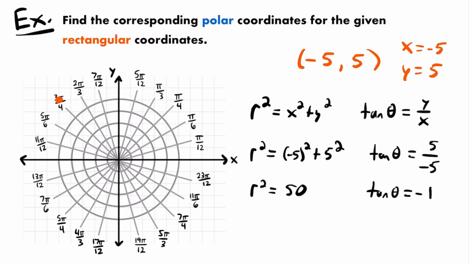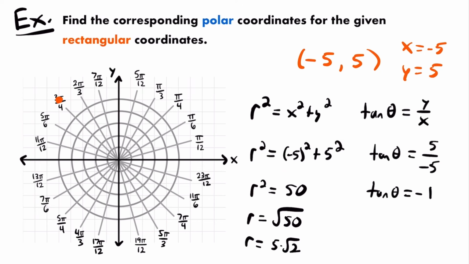All right, now if we take the square root of both sides of this equation to solve for r, we'll have r is equal to the square root of 50. But remember that we can rewrite 50 to be 25 times 2, right? So really we have the square root of 25 times 2, and we can take the square root of 25. The square root of 25 is 5. And so we can rewrite r to be equal to 5 times the square root of 2. All right, so that's going to be our value for r.